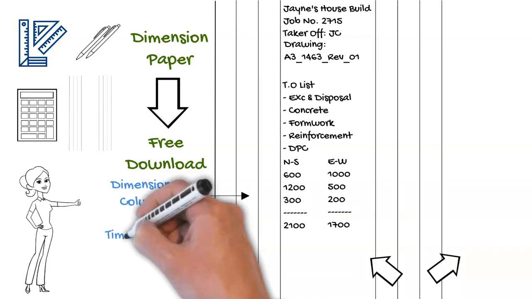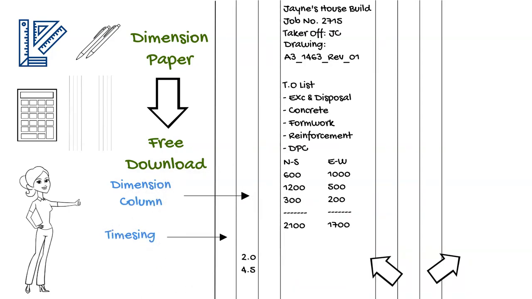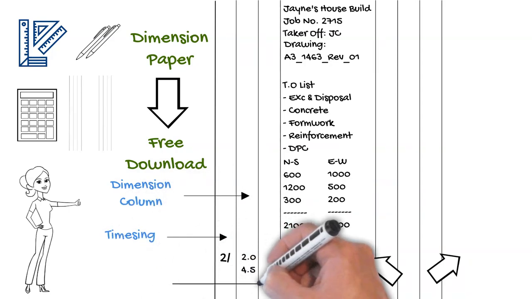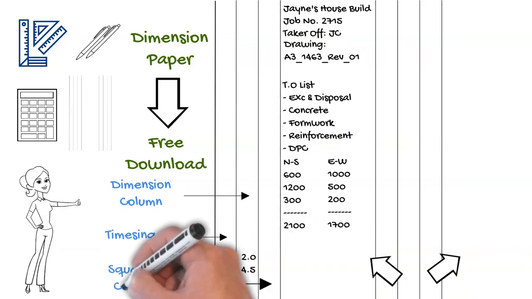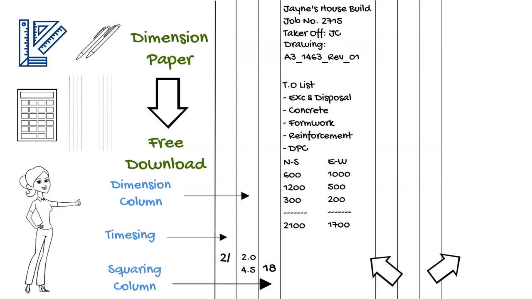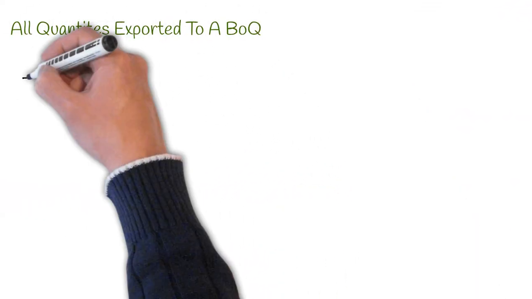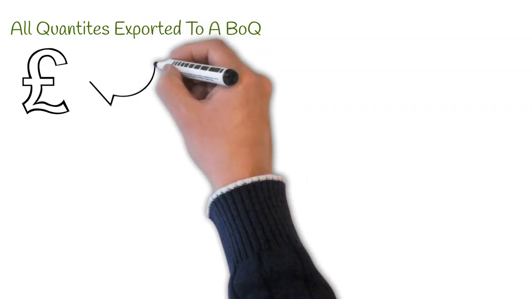The first column is called the timesing column, used where we are measuring more than one duplicate item. And the third column, known as the squaring column, is the product of the first and second column. And lastly, we have the waste column, where we describe the item that we are measuring. This will usually need to be presented in a certain way depending on the method of measurement that you are using. As previously stated, all of this will then be exported to form a bill of quantities, where quantities can easily be linked with prices.